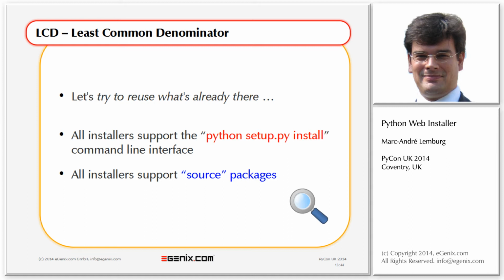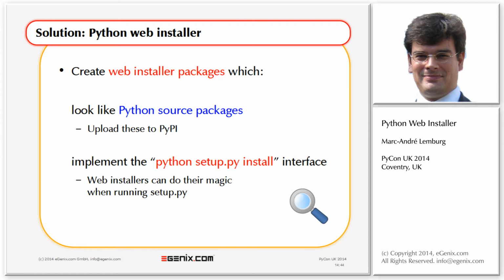So if your installer supports this kind of interface, then you can actually make use of all these installers, and you don't have to rewrite everything. And the other important part was that they all support the source package format for downloading things. So if one of these installers finds a source package, it knows what to do. It knows that it has to run this python setup.py install to get it installed. And so we used those two things to write the web installer.